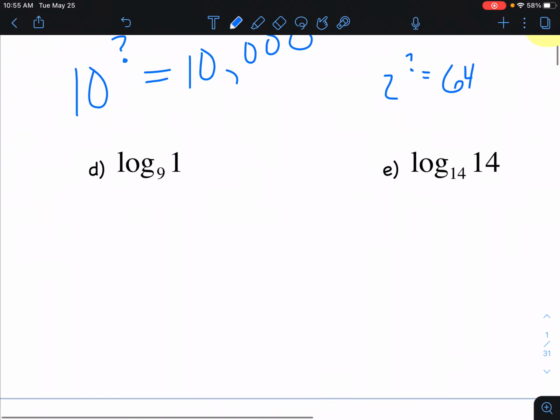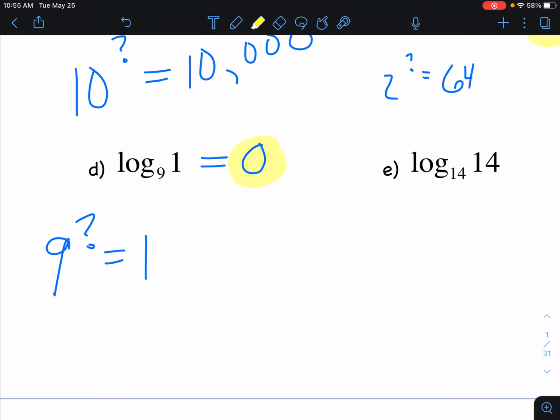Letter D, log base 9 of 1. Well, that's a tricky problem here. 9 to the power of what equals 1? It can't be 1 because 9 to the first power is 9. It couldn't be 2 because 9 to the second power is 81. What about 0? It is 0. Remember that anything to the power of 0 equals 1.